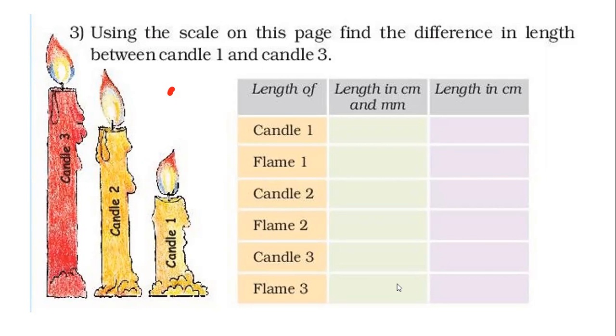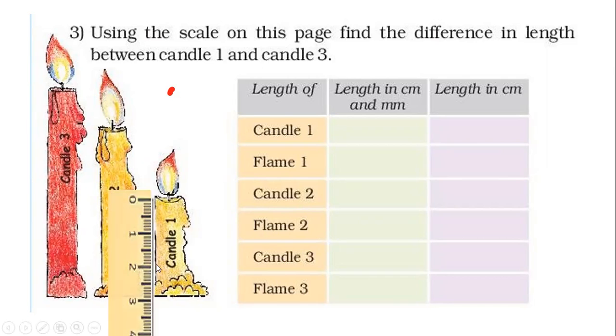Look at this. What is the length of candle 1? Any idea? You need a scale for that. See, here I am showing a scale also. Sir, 2.9 centimeters. 2.9. Check carefully. We write in centimeters and millimeters. It will be 2 centimeters 9 millimeters, or you can write it as simply 2.9.